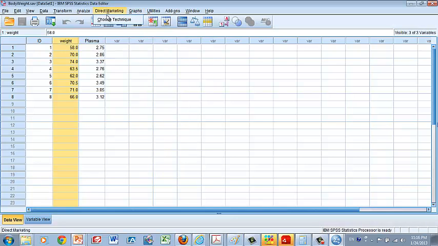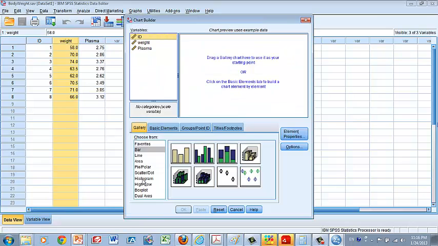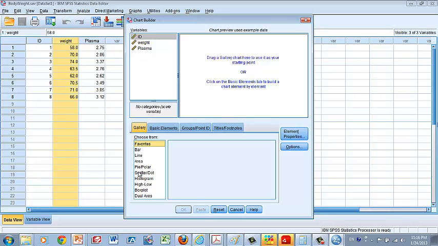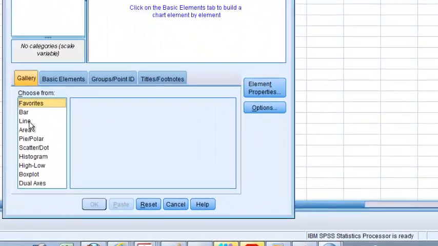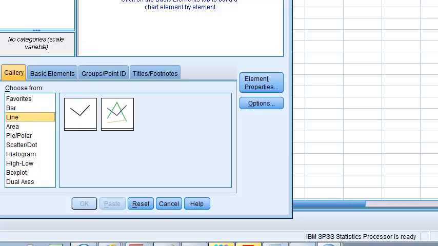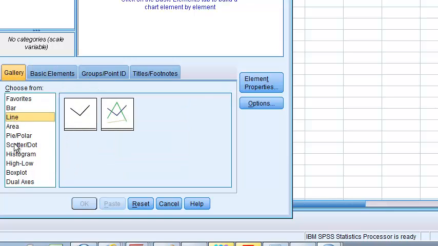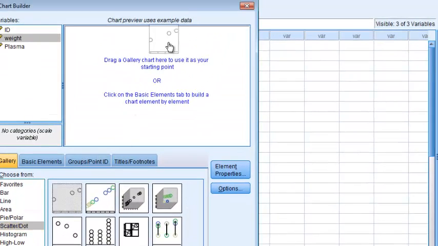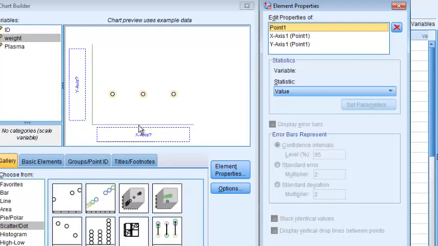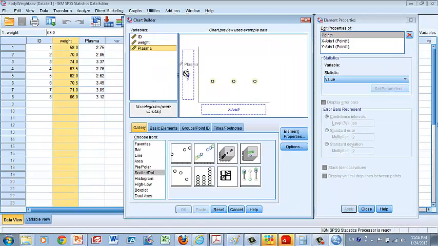So let's do linear regression, but let's do the graph first. I want to see the data first. To do scatter plots, you drag this and put it into this box. Then you choose, see what happens. Yeah, we drag this, and then put the plasma and weight.